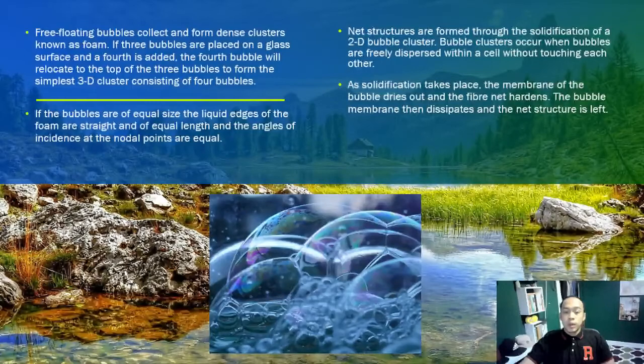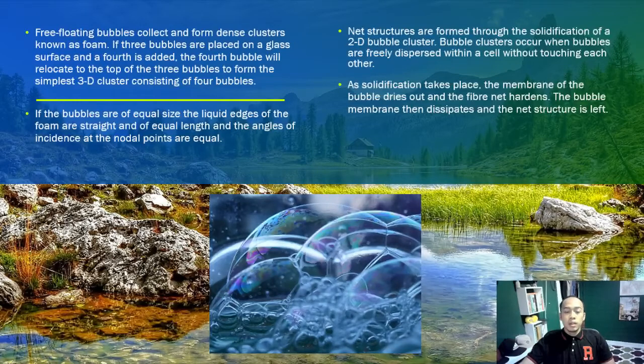The free-floating bubbles collide and form dense clusters known as foam. If three bubbles are placed on a glass surface and a fourth is added, the fourth bubble will relocate to the top of the three bubbles to form a simple 3D cluster consisting of four bubbles. If further bubbles are added, they will automatically form a foam structure.